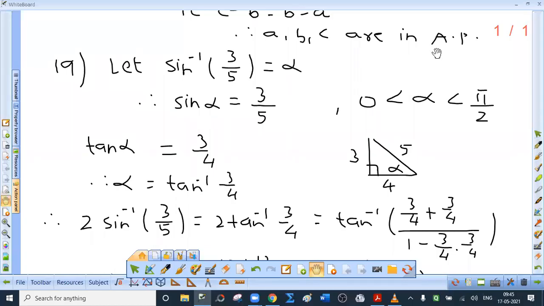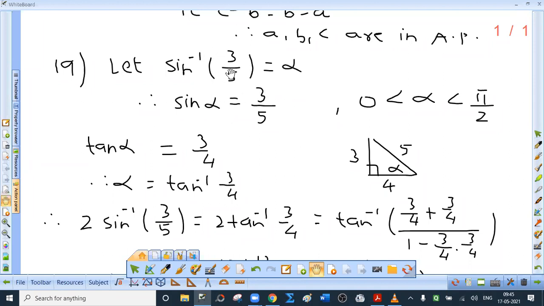19th sum, show that 2 sin inverse 3 by 5 is tan inverse 24 by 7. Now we have a formula for tan inverse P plus tan inverse Q, right? So why not express sin inverse in terms of tan inverse? Begin with, let sin inverse 3 by 5 be alpha. So sin alpha is 3 by 5.